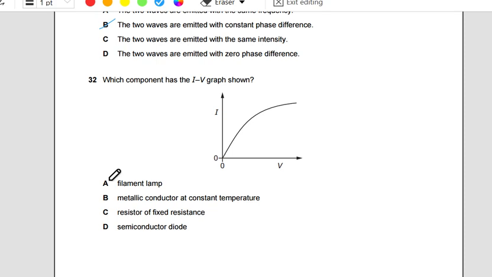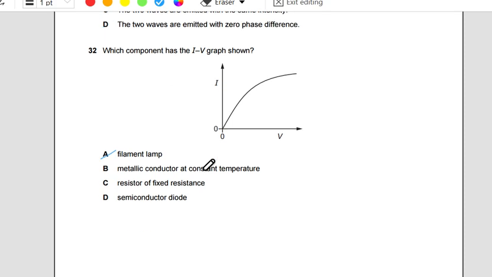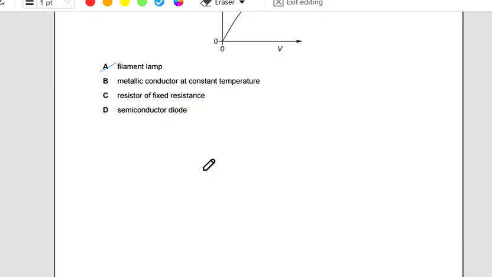It's a filament lamp, because as we know, this is an IV graph, and the slope is 1 over R, and as this slope decreases, 1 over R decreases, so R increases, and the filament lamp's resistance increases with current or with voltage, because temperature rises and electrons make more collisions and oppose the current.